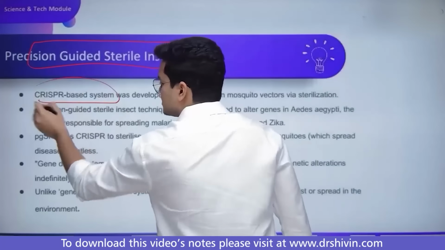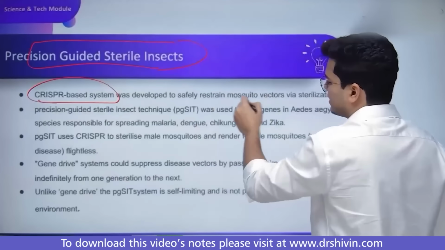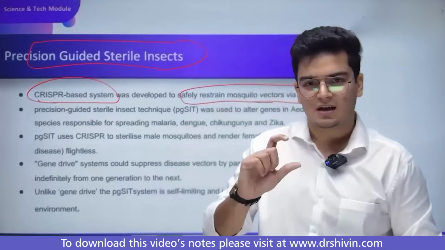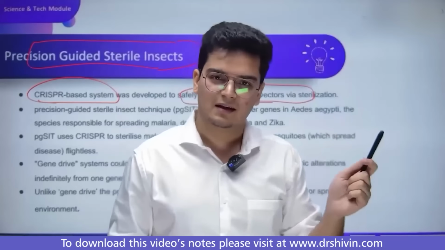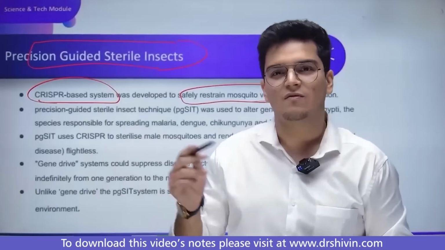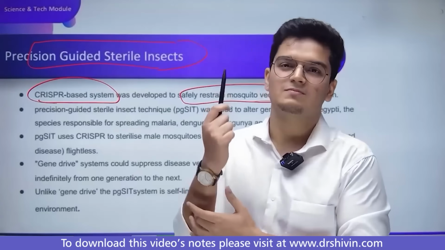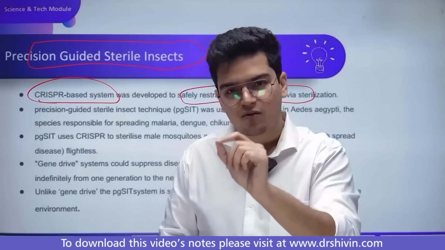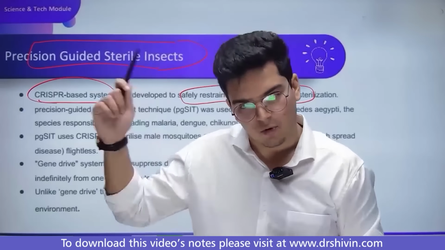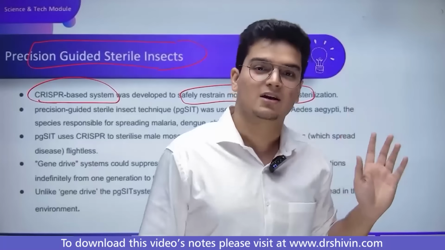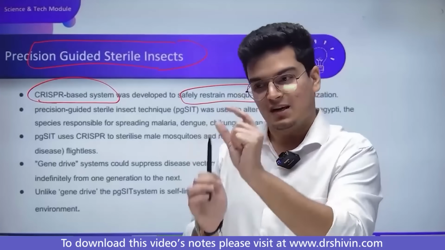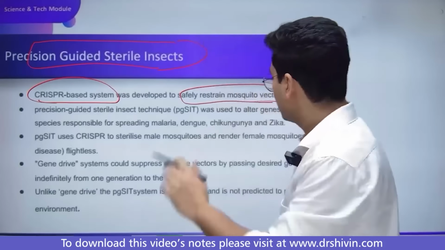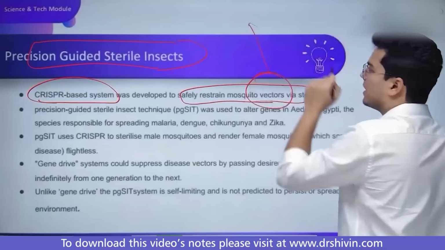Now a CRISPR based system was used here to safely restrain mosquito vectors. What are mosquito vectors? What is a vector? A carrier. We saw DNA vectors. Mosquitoes are carriers of disease. So if an Anopheles mosquito bites you, there is a chance that you might get malaria. It is not the Anopheles mosquito that causes malaria. It is Plasmodium that causes malaria, and we will see that in today's class. But the mosquito carries the disease causing organism called a pathogen. So mosquitoes are vectors of pathogens.